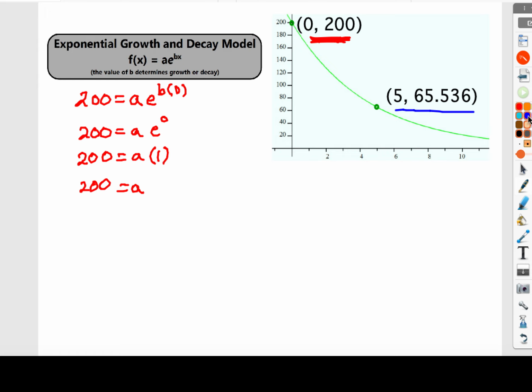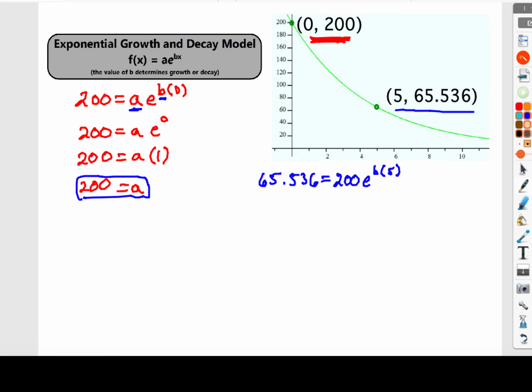So again, we don't always have to do that solving. Obviously, as you can see, if we can get that from the graph, we can immediately just state that. So that's helpful. However, we still need to find the b value. Again, to define this equation, we need to define both the a and the b. Well, we found a. Let's go find b. So if our output now is 65.536, now we know the a value. We know that initial value is going to be 200 times e raised to the b times x. Well, for us, x is 5 this time.